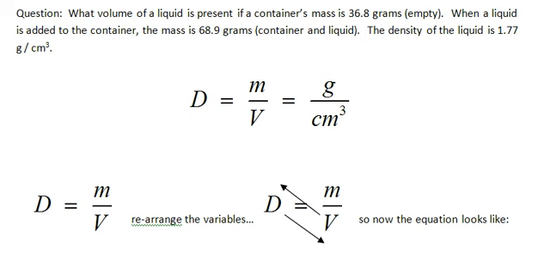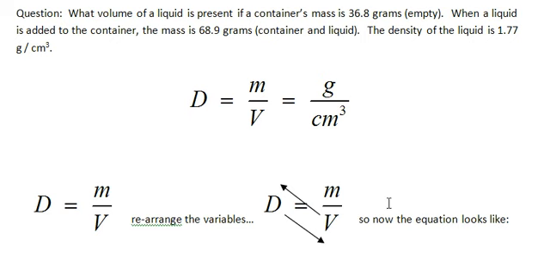Your question was, what volume of a liquid is present if a container's mass is 36.8 grams empty? When a liquid is added to the container, the mass is 68.9 grams. That's the container with the liquid. The density of the liquid is 1.77 grams per centimeter cubed.